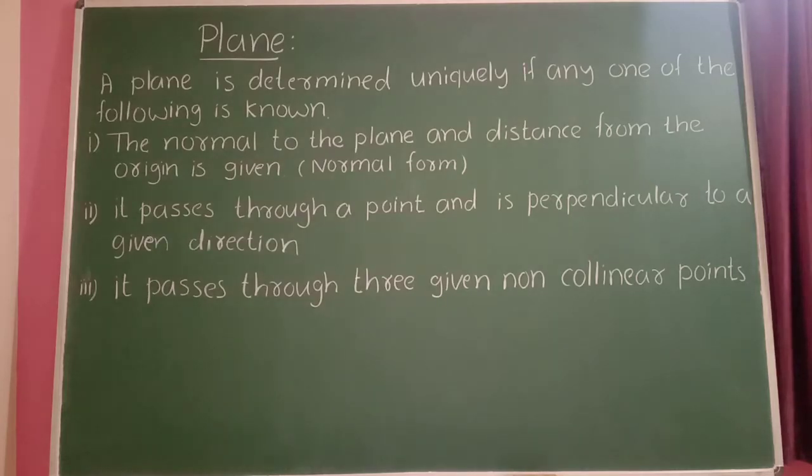So plane is a continued part in three-dimensional geometry. A plane is determined uniquely if any one of the following is known. There are three cases here. First case, the normal to the plane and the distance from the origin is given. First one is called the normal form.